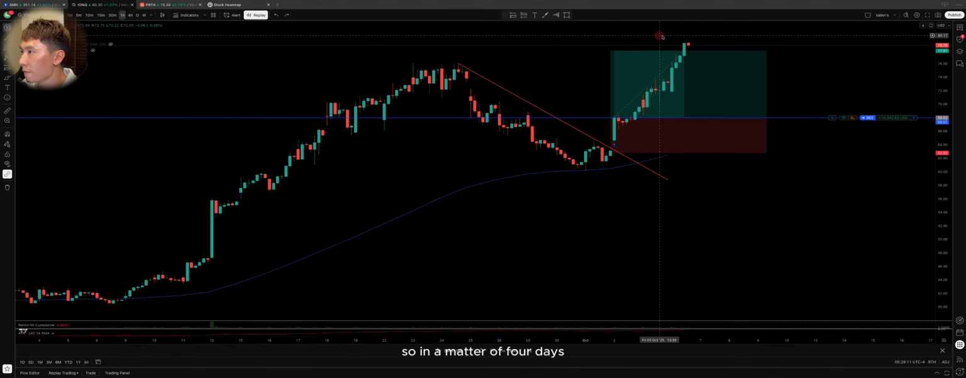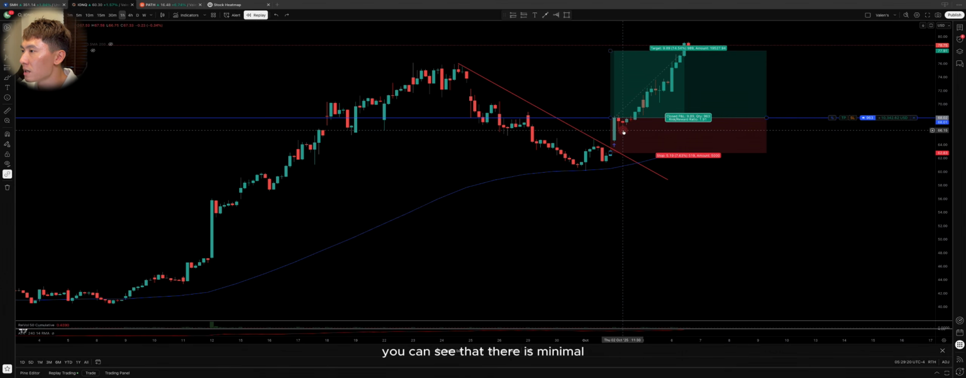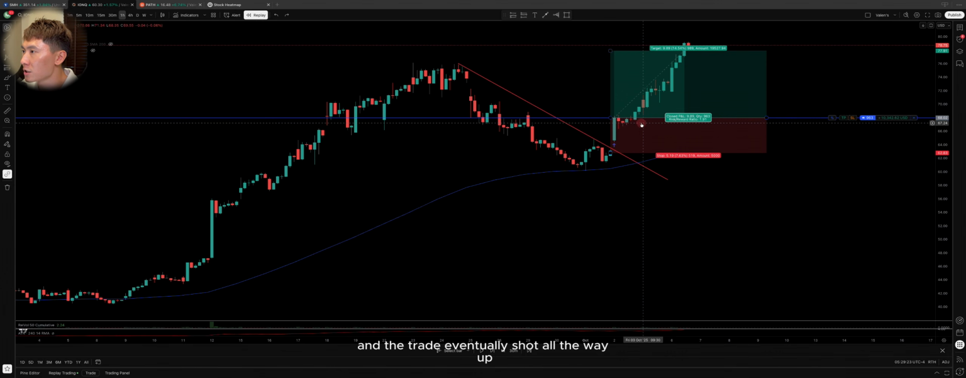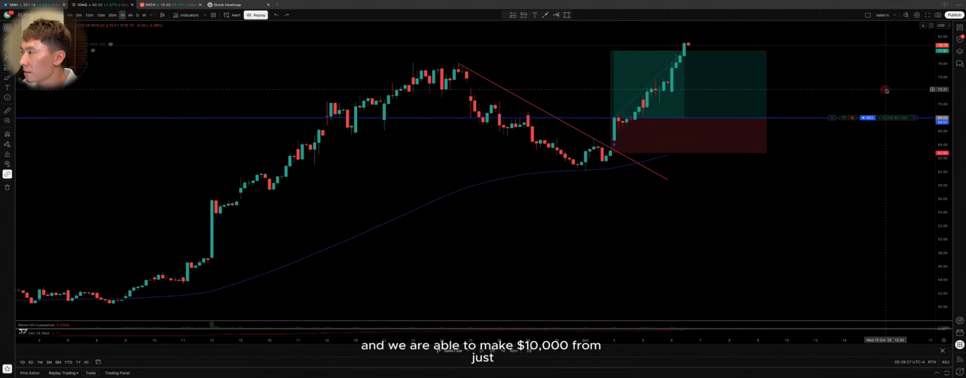In a matter of 4 days, we're able to make $10,000 for this single trade, and simply because we waited for the candlestick to close. You can see that there is minimal drawdown in this trade, and the trade eventually shot all the way up to our take profit levels. And we are able to make $10,000 from just one simple rule.